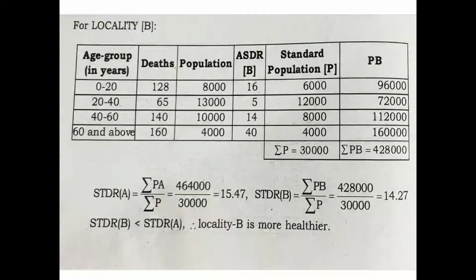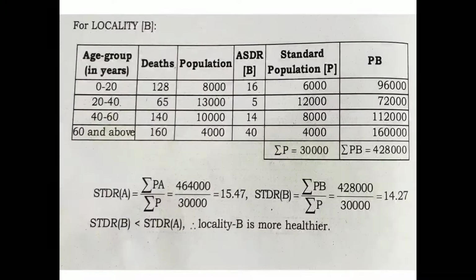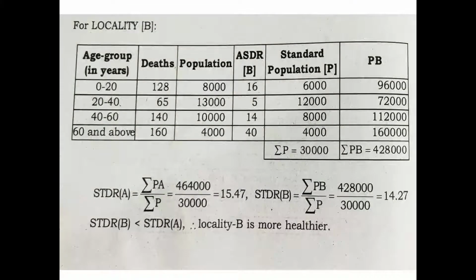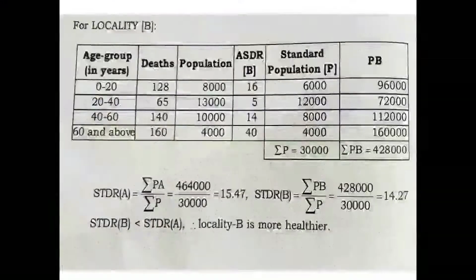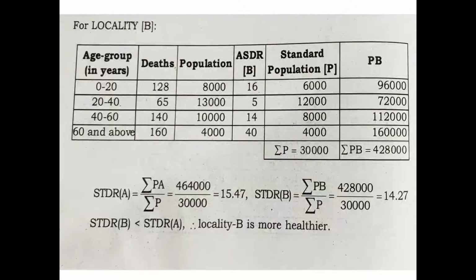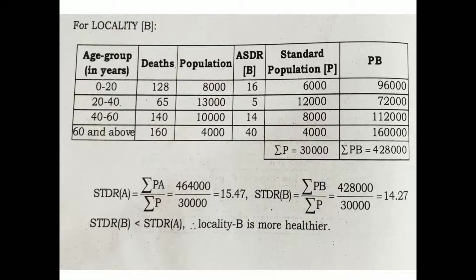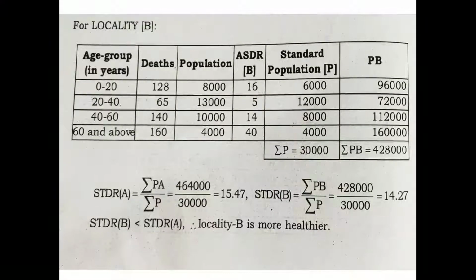Now, summation P into A you have done. Summation P is also done. So you need to calculate the standardized death rate. Standardized death rate is equal to summation PA divided by summation P, which is equal to 4,64,000 divided by 30,000, which is equal to 15.47. Standardized death rate of B is equal to summation P into B divided by summation P, which is equal to 4,28,000 divided by 30,000, which is equal to 14.27.